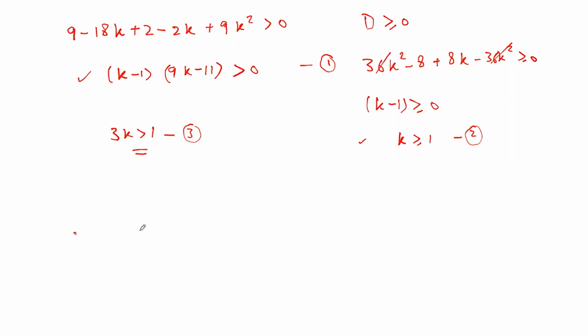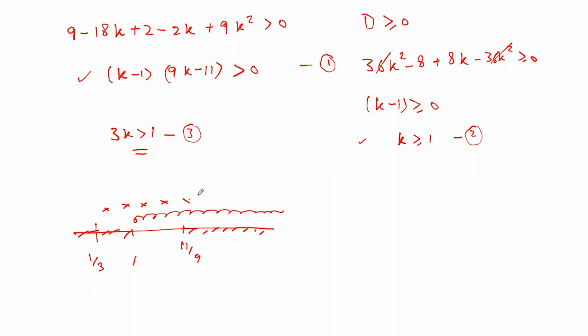So see, first greater than 0, so 1 and 11 by 9. These are the points. Less than 1, greater than 11 by 9. From second, I'm getting greater than or equal to 1. So these are the points. And k greater than 1 by 3, right? Applying all, this will be 11 by 9 to infinity. Okay, so we are getting the second option for this, right?